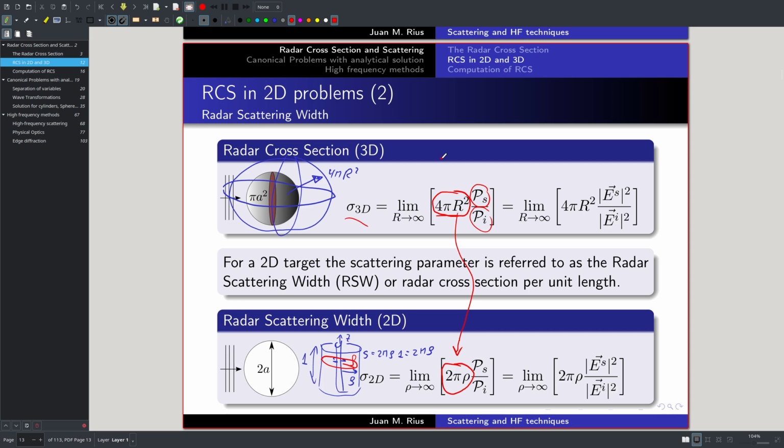Okay, and then replacing the power density by the square of the field magnitude over the wave impedance, we get that the two-dimensional RCS is the limit for very large observation distance rho of 2 pi rho times the square of the scattered field magnitude over the square of the incident field magnitude.